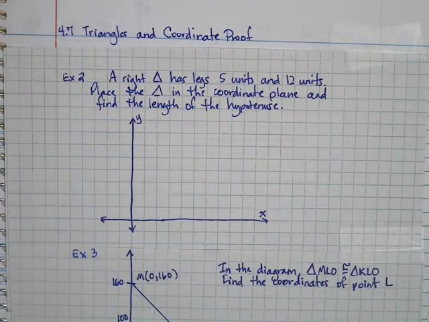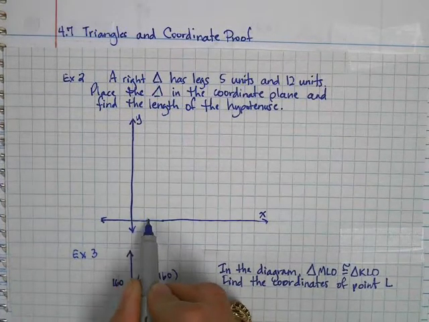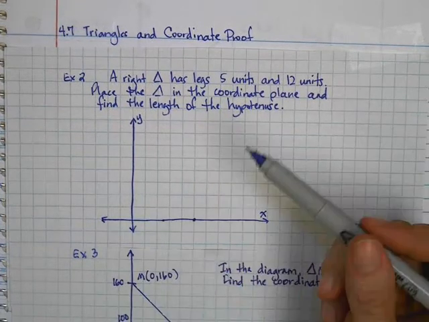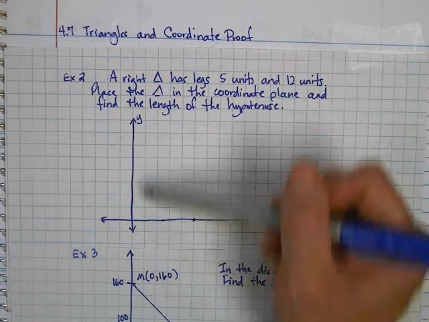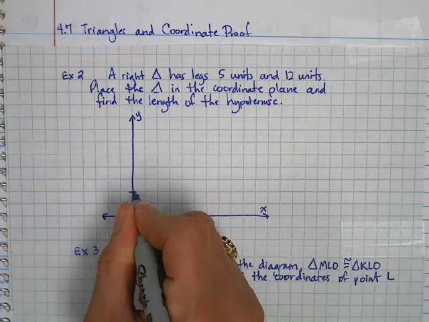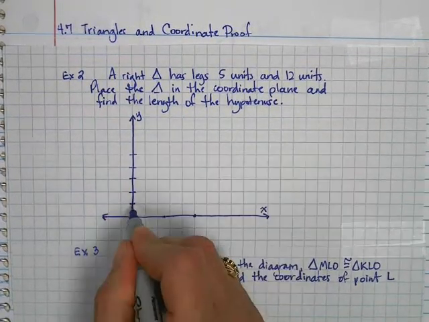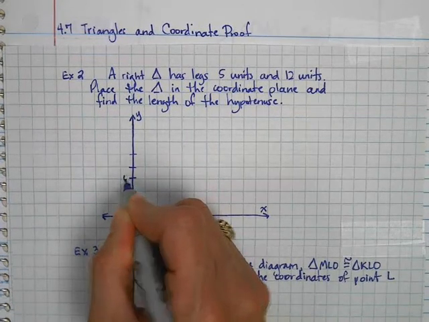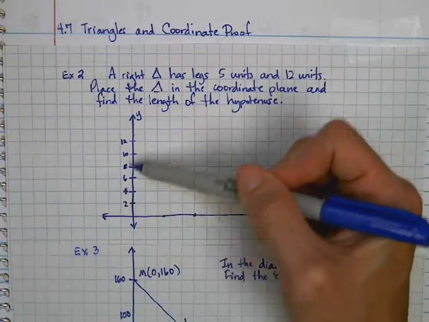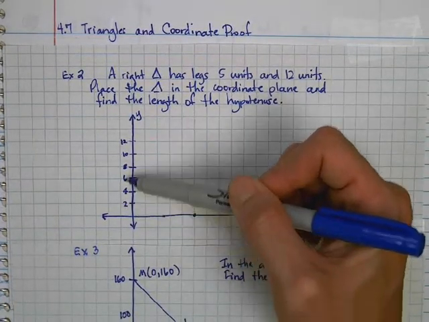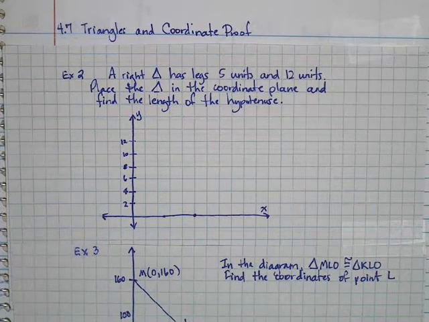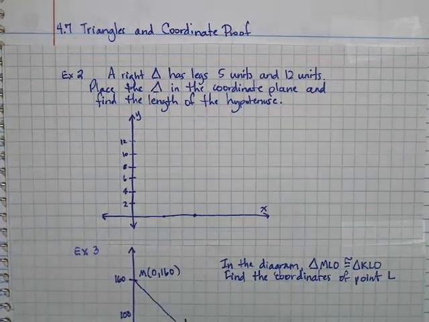So we want a right triangle with legs 5 units and 12 units. So 1, 2, 3, 4, 5. I'm just going to go straight from the origin and count over 5, and then I'm going to count up 12. It doesn't look like I have quite enough room to go up 12, so I'm going to count by 2s: 2, 4, 6, 8, 10, and 12. When you decide to change the axis like that, you should definitely number your axis, so that the person who is grading it or looking at your graph can tell what you counted by.